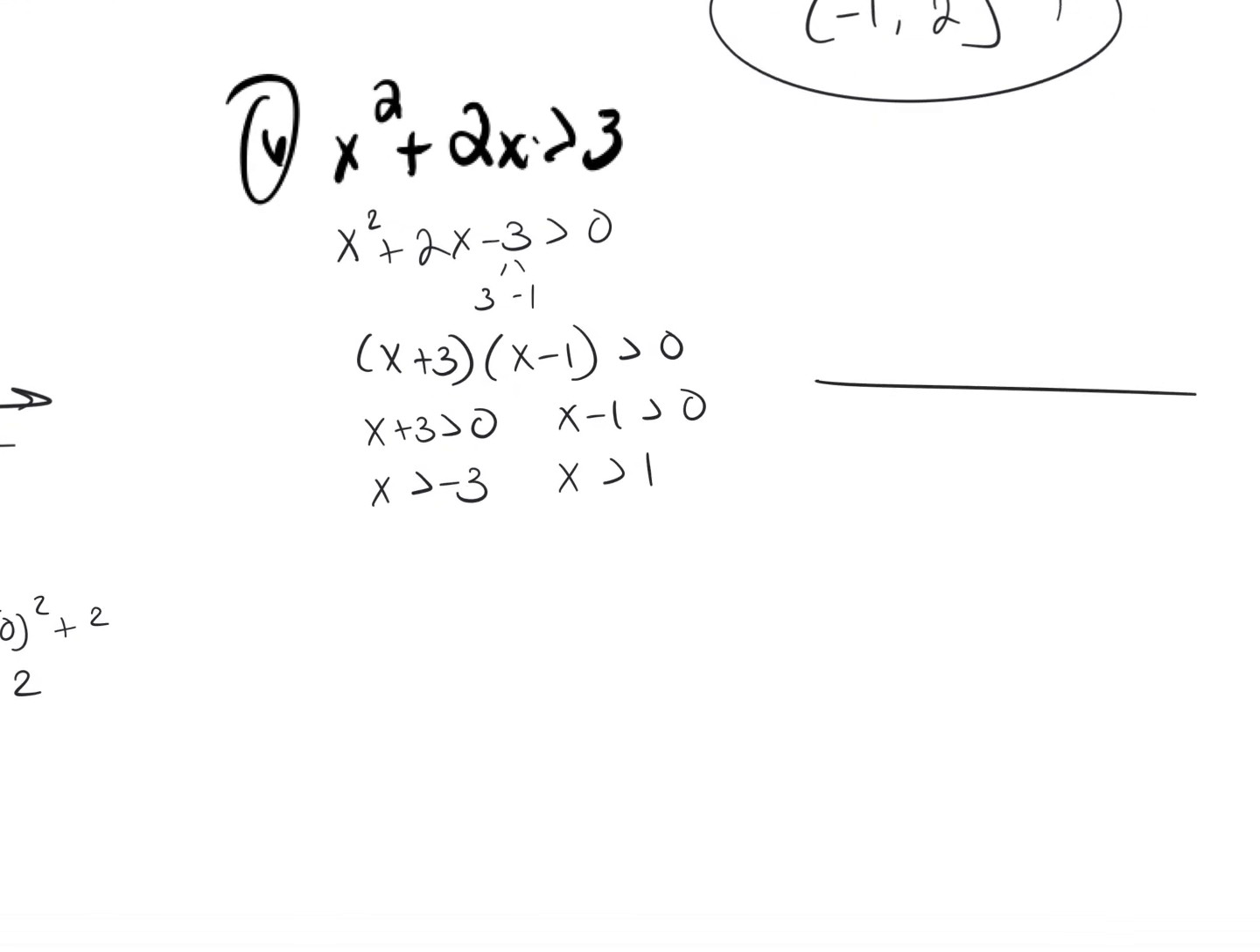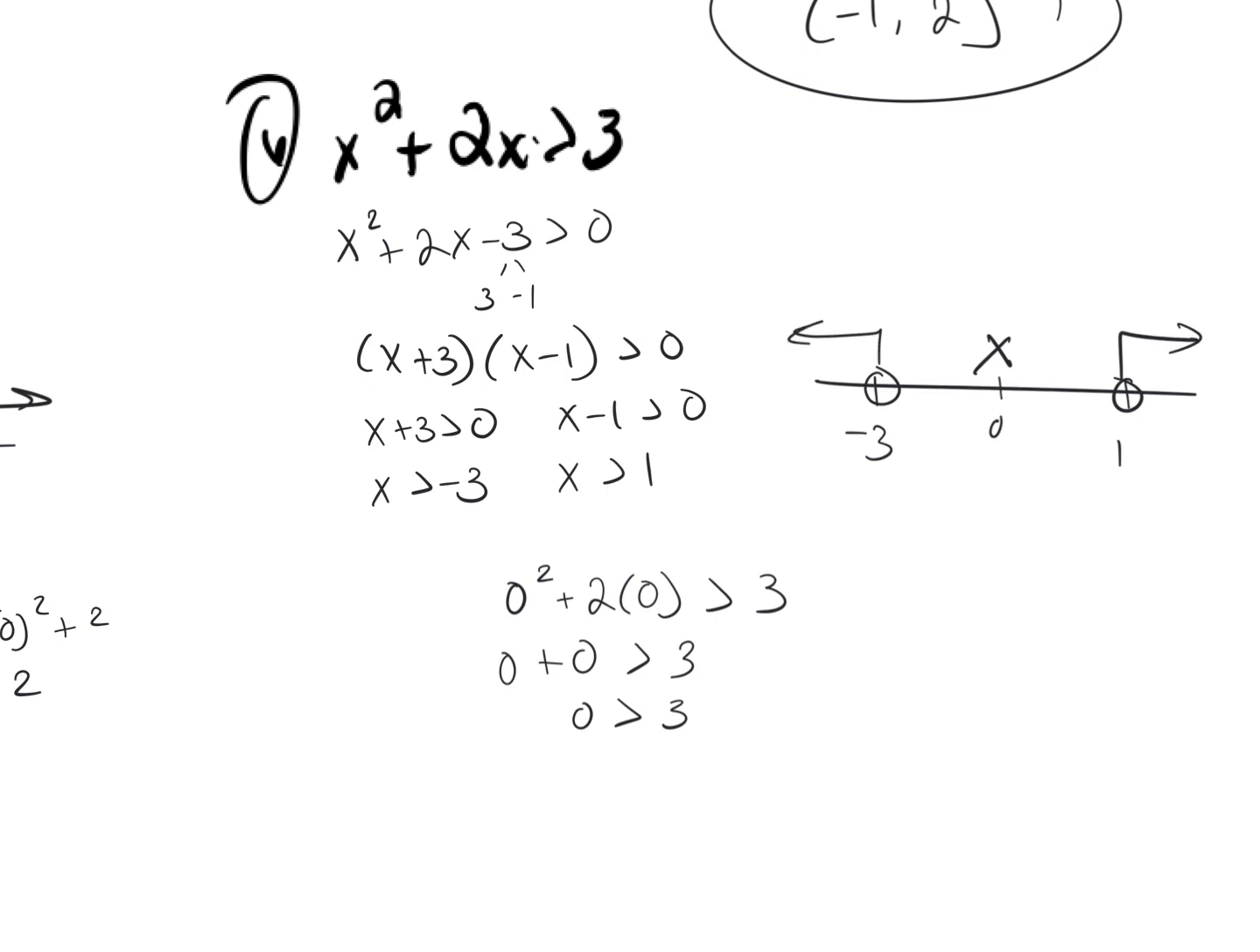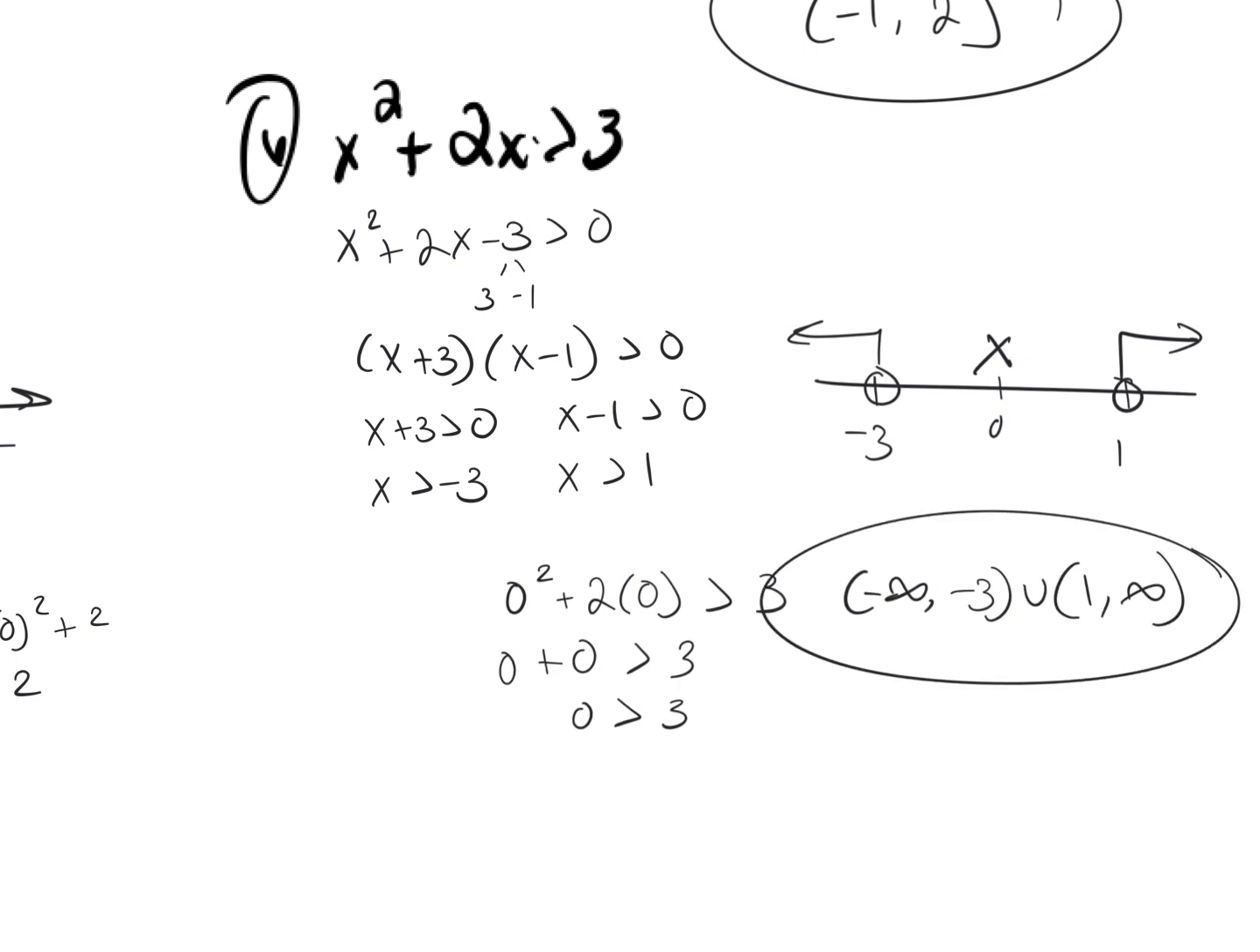So I'm going to go ahead and plug them in. So negative 3, 1, both open circles. I'm going to plug in 0. Testing 0 for me is the easiest. I highly recommend testing 0. So we're going to get 0 plus 0 is greater than 3. 0 is greater than 3, so it's not true. Therefore, this is not included. And the solution is going to be on the outside. So it's going to be from negative infinity to negative 3, union 1 to infinity. This being your final answer.